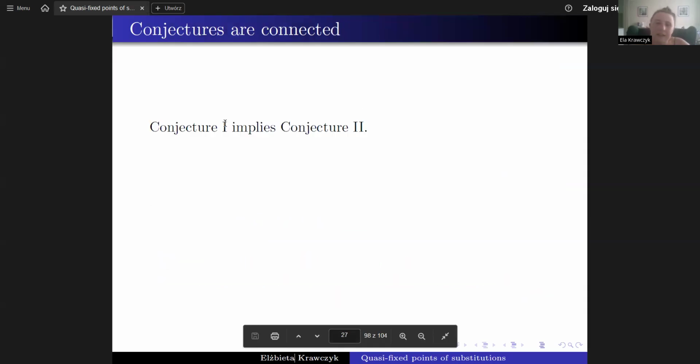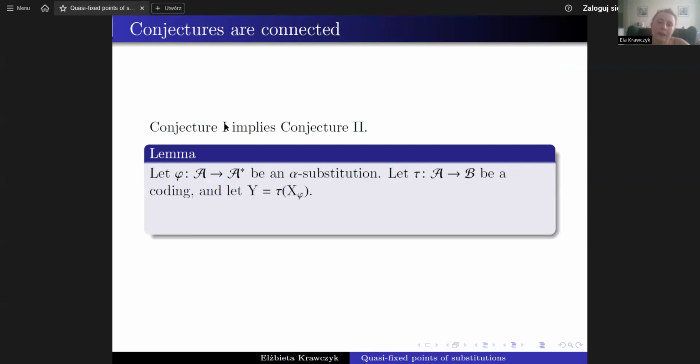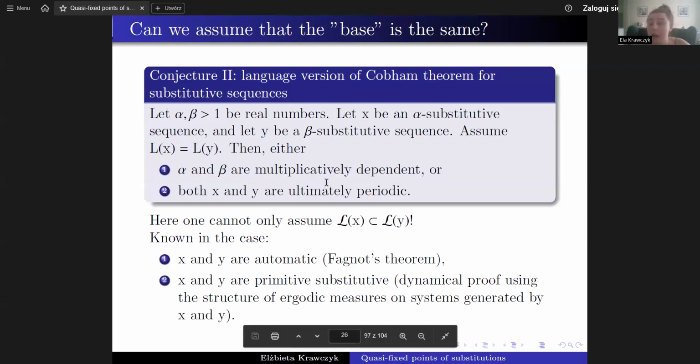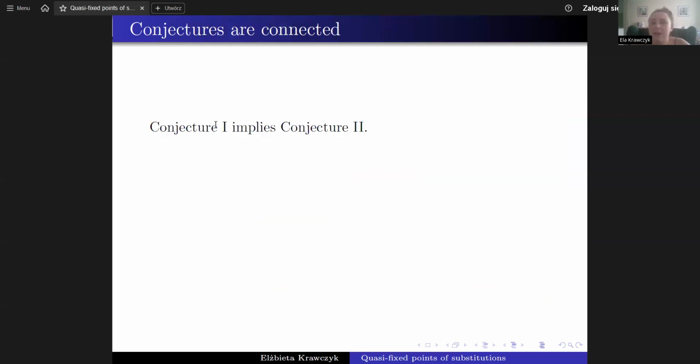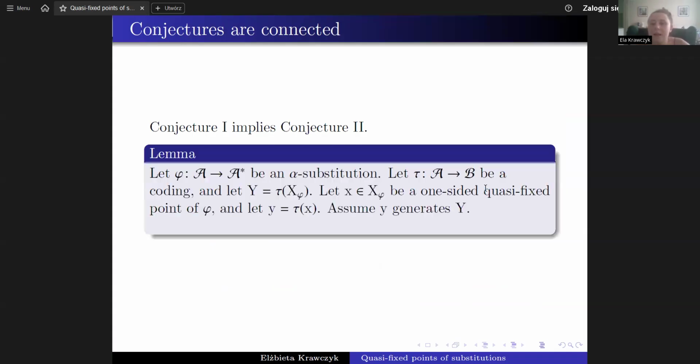Okay, so it seems like this conjecture too would be helpful to prove the first conjecture, the general characterization of substitutive sequences in my system via quasi-fixed points. Actually, one can show that this first conjecture implies this second conjecture, using, of course, Fabien Durand's result. And this is basically because any quasi-fixed point of my alpha substitution, as long as it generates the whole system, is going to be alpha-substitutive.